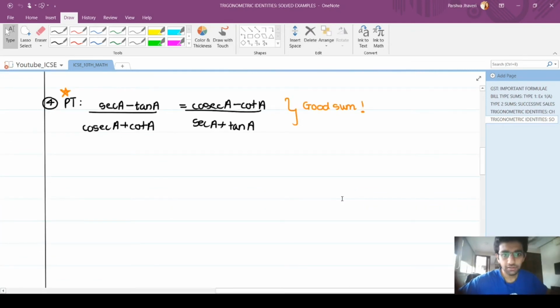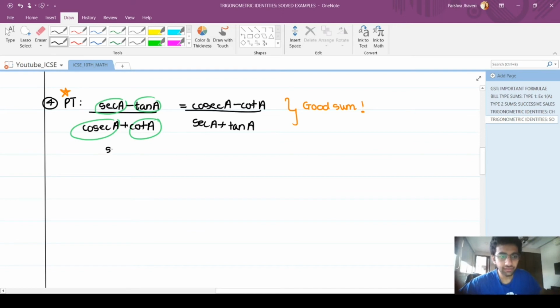The next sum is also a very good sum. Why? Because the proof doesn't actually start with the LHS or RHS. There is something that you have to realize before you start the proof. And now, this is how your thought process should work during the sum. I see sec, I see tan, I see cosec, I see cot. What should I think? I should think of these two identities.